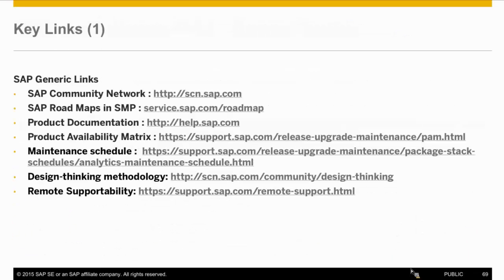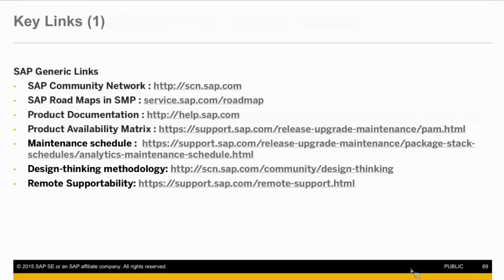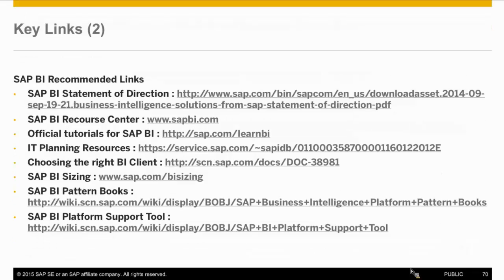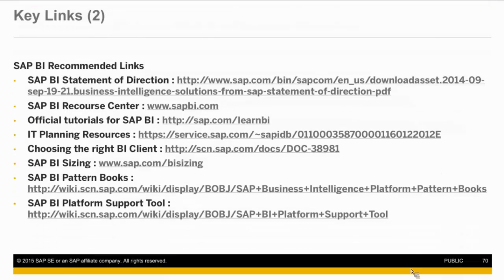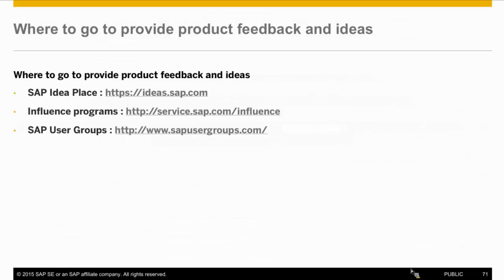Some key links that we share. Community network, roadmaps where you can find them, product documentation, product availability matrix, our maintenance schedule where you can find the exact end of mainstream maintenance dates, which are 31st of December 2015 for XI 3.1 as well as BI 4.0, and some more. And where to go if you have product feedback or ideas.